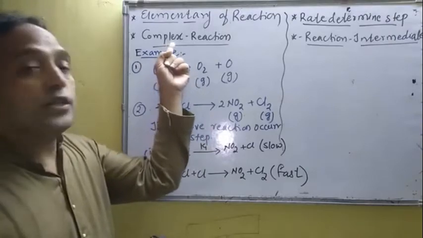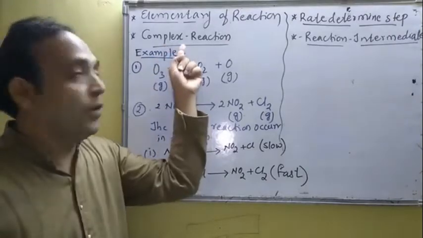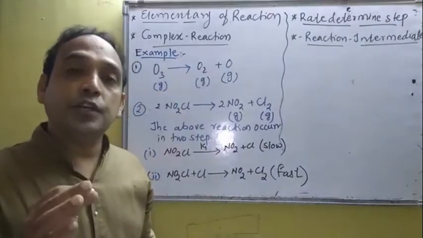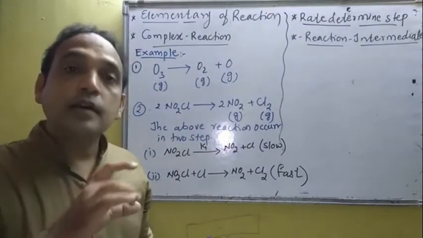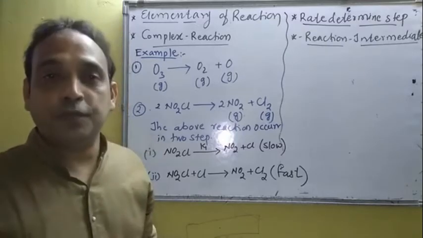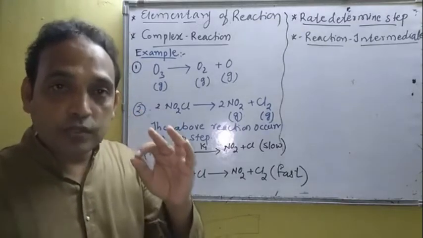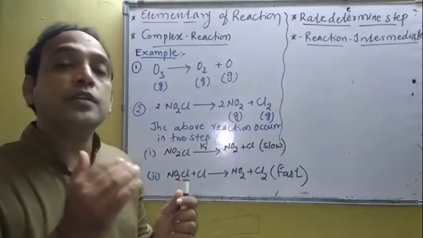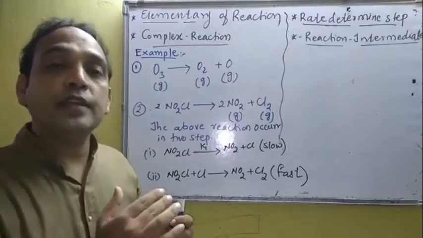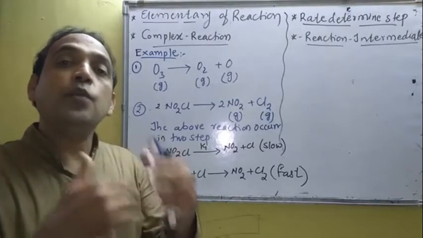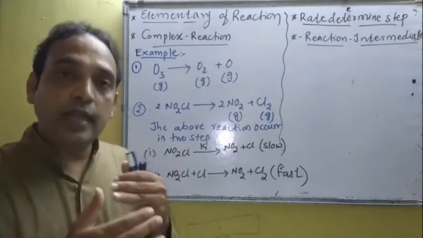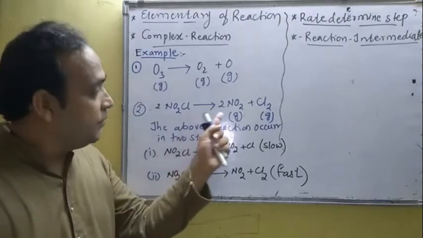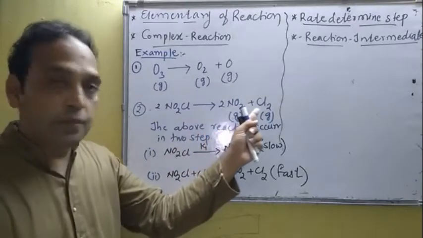Now our second point is complex reaction. What is a complex reaction? The reaction which constitutes a series of elementary reactions. That means the reaction takes place in more than one step. Now here, 2NO2Cl converts into 2NO2 plus Cl2.